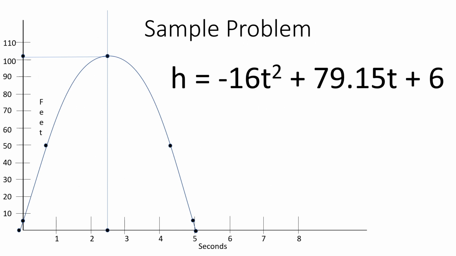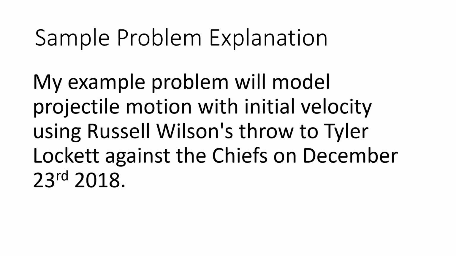Here is the problem I'm going to solve. H equals negative 16t squared plus 79.15t plus 6. My example problem will model projectile motion with initial velocity using Russell Wilson's throw to Tyler Lockett against the Chiefs on December 23, 2018.